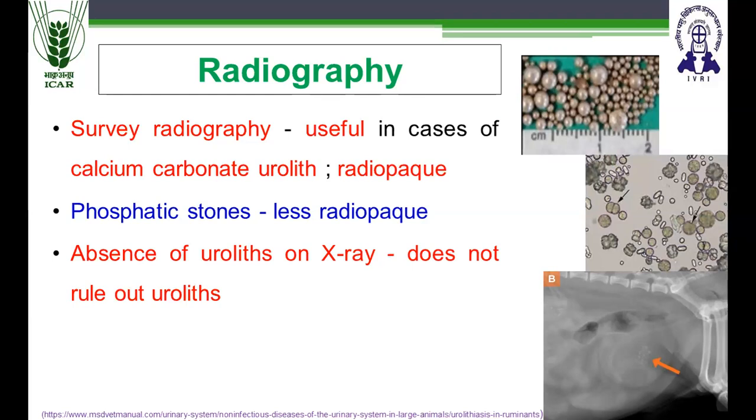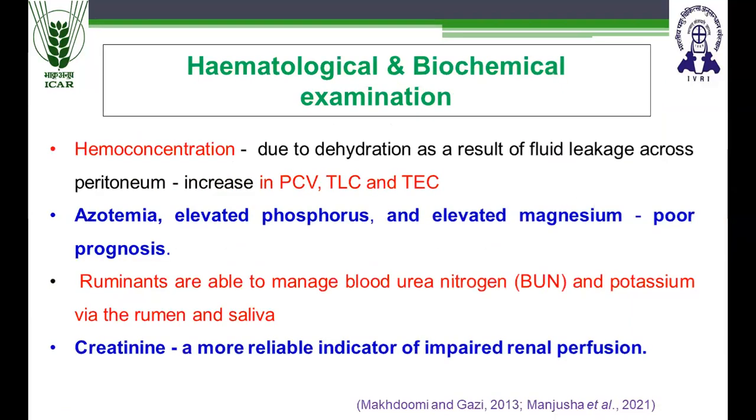Hematological and biochemical examination. In hematology, there will be hemoconcentration. In a fresh case, the animal may not show much change except leukocytosis. But especially in delayed cases, there can be hemoconcentration due to dehydration as a result of fluid leakage across the peritoneum, leading to increase in PCV, leukocyte count, and erythrocyte count. And there can be azotemia, that is, BUN and creatinine levels will be increased, with high potassium, phosphorus, and magnesium levels, which indicates a poor prognosis.